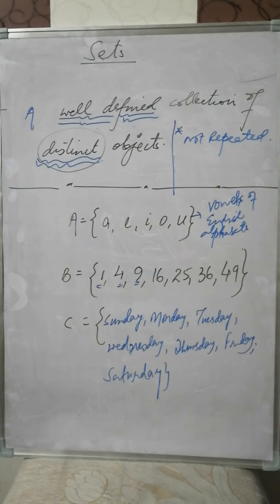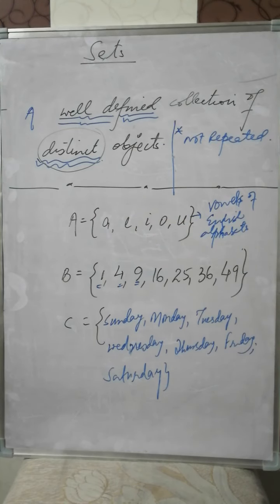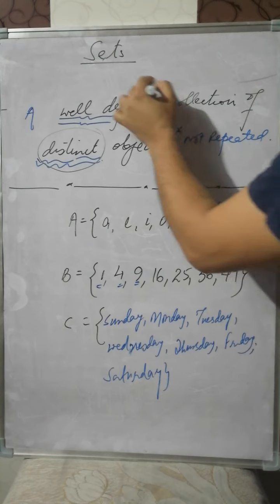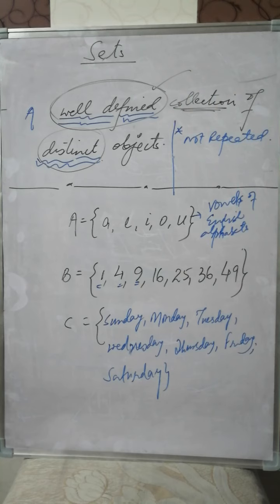What you say is elements, whether you call them members or elements, the things that are inside the set. So elements of the sets are non-repeated. First thing, that is why the word distinct is there. And then there is the crux of this definition. It is not any collection. It has to be a well-defined collection.